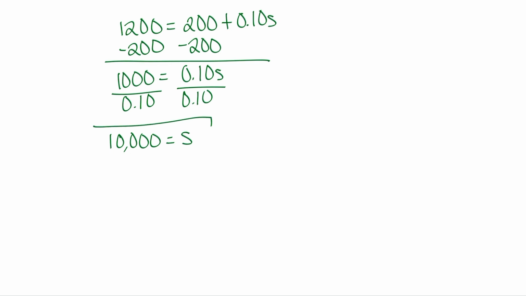And that is a reasonable number for sales, right? If somebody's working in sales, it does make sense that they would maybe sell about 10,000 items per week. So that is a sensible solution, so we can use that as our final answer.